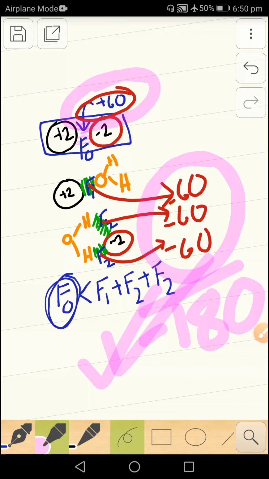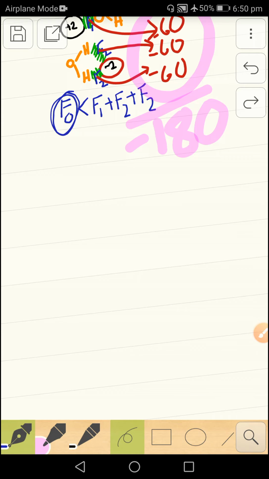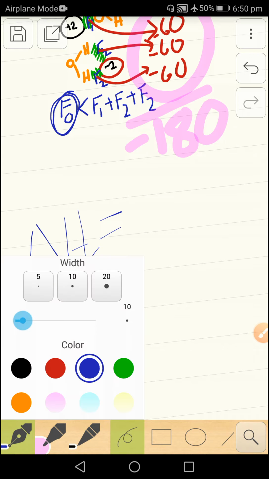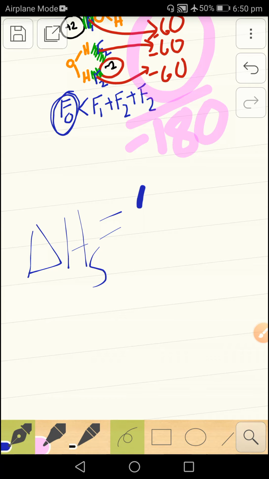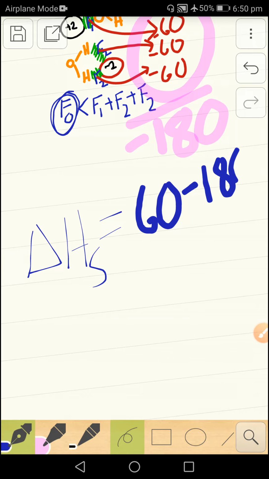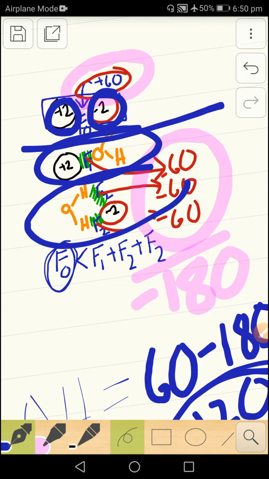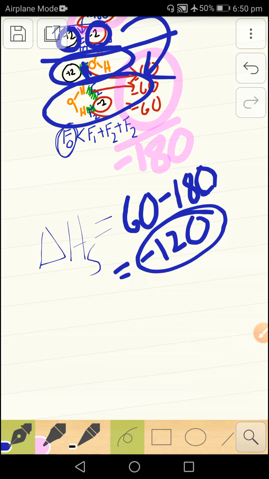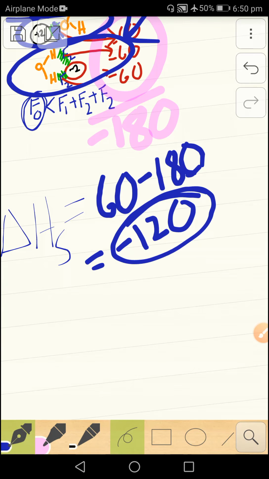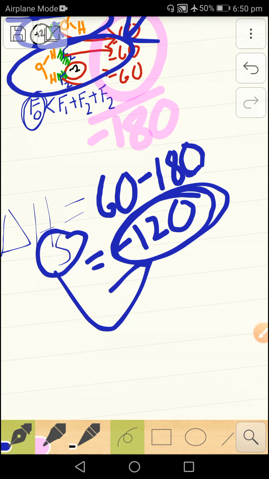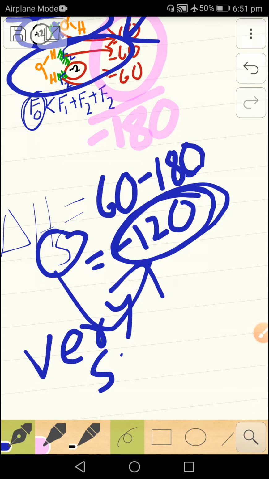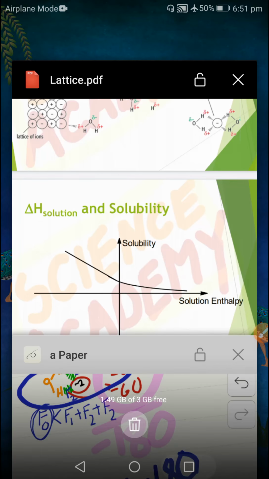That means the solution enthalpy, delta HS, would be lattice energy minus hydration. Total hydration is 180, so it's negative, minus 120. So solution enthalpy is negative. And look here, the positive and the negative ions would prefer to stay in aqueous or dissolved form. Why? Because the attractive forces are greater. So this solid would be very much soluble, and the solution enthalpy is negative. That means if the solution enthalpy has a negative value, then the solid would be very soluble. So that's why we have that graph.